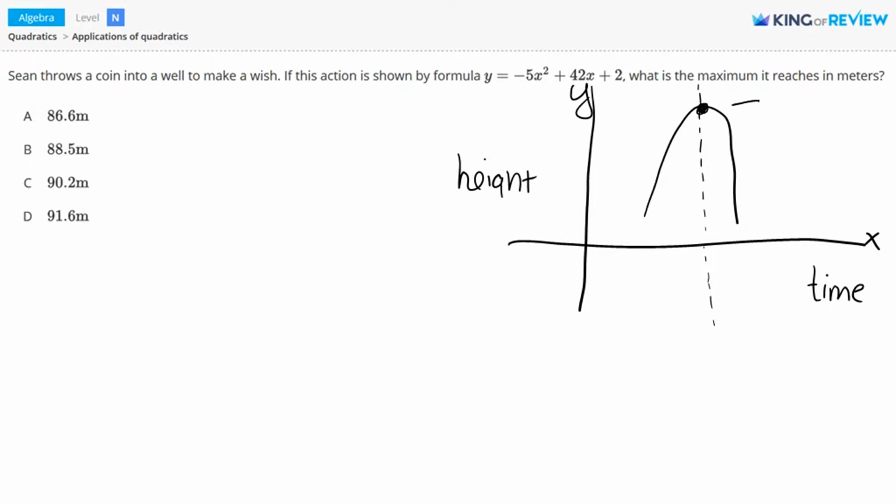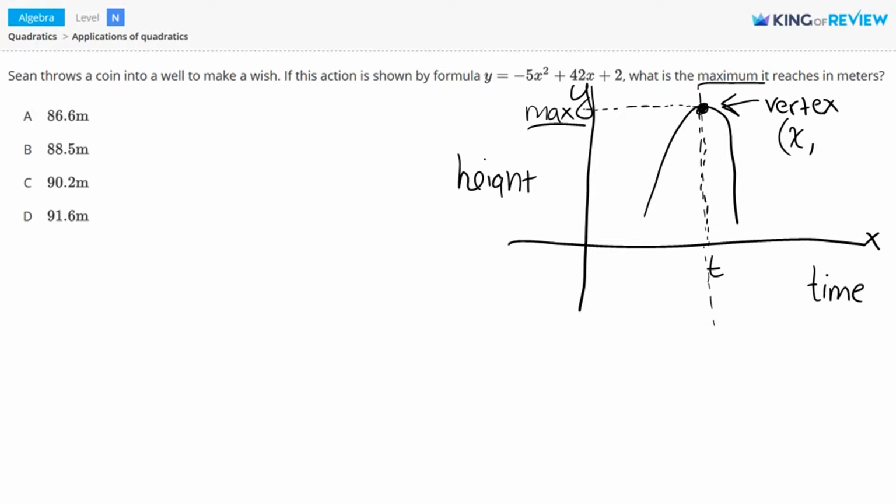So what do you notice about the vertex, which is right here? The vertex, you can see, is the uppermost point in the graph. It's the highest point on the graph. So it's the maximum. The y-coordinate of the vertex here represents the maximum height that the coin will reach. And the x-coordinate of the vertex represents the time at which the coin reaches the maximum height.